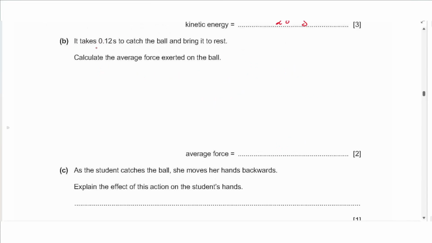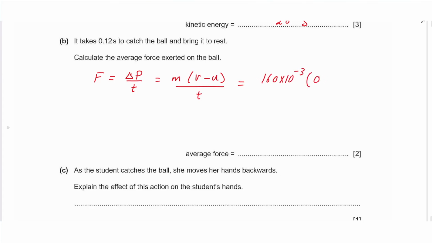Part B says it takes 0.12 seconds to catch the ball and bring it to rest. Calculate the average force exerted on the ball. We use force is equal to the change in momentum over time, which is equal to mass multiplied by the change in velocity over time. Substituting, we have the mass, still we need to convert it to kilograms. Then the final velocity is 0, the initial velocity is 18 from the previous part, divided by the time 0.12 seconds, which gives an exact value of 24 newtons.